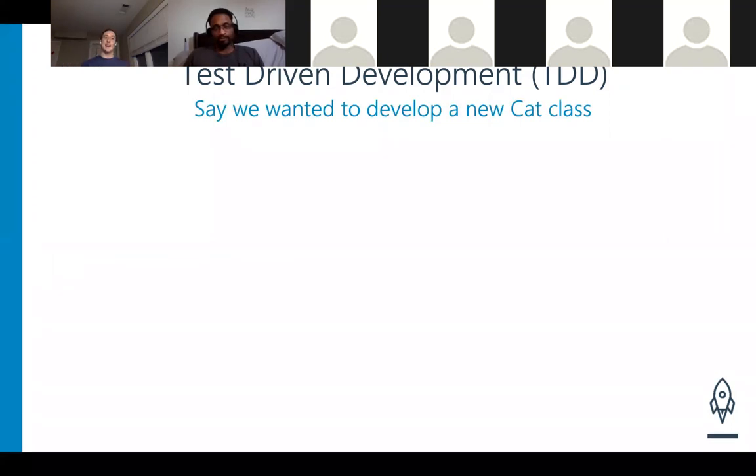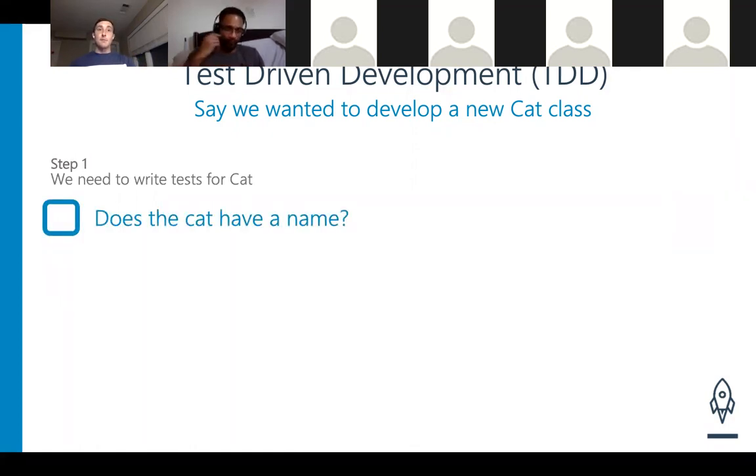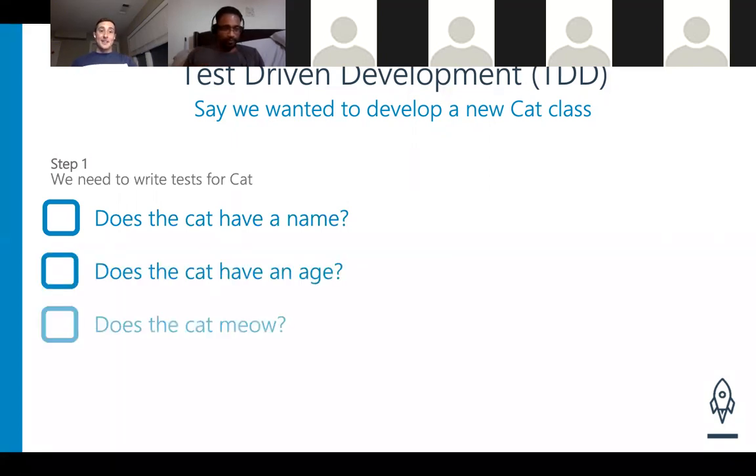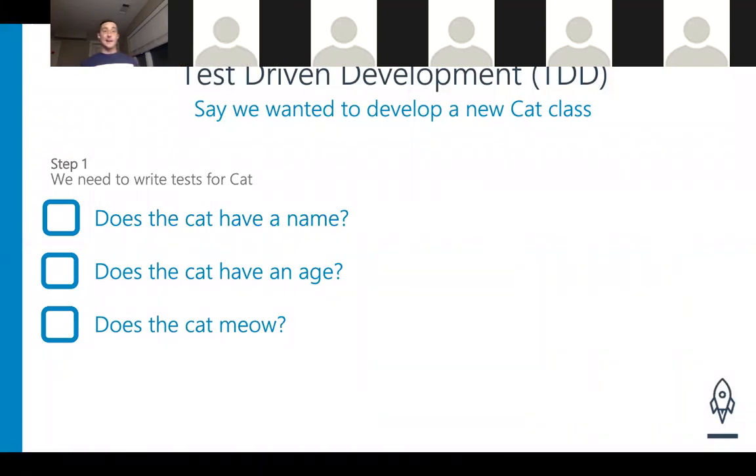Say we wanted to develop a new cat class. Well, we already have our dog class, but we don't have a cat class. So let's start setting this up. With TDD, the first step is to actually write the test for the cat. Before we even create that cat class, we need to essentially lay out what we want this cat class to do. I'm going to want to test, does the cat have a name? Does the cat have an age? Does the cat meow? These are things I want to test for in my cat class that should work when I'm all said and done with my cat class.